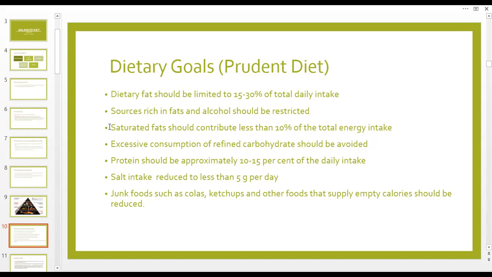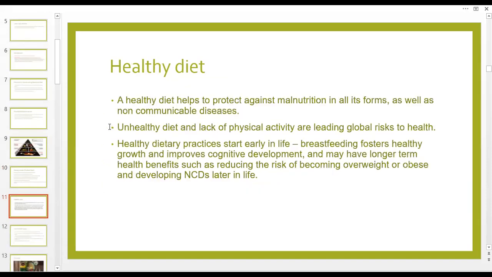Salt intake should be less than 5 grams per day. Junk food such as colas, ketchup, and other foods that supply empty calories should be reduced. Empty calorie means that these foods are only providing calories. There is no micronutrient or macronutrient requirement which it is fulfilling.